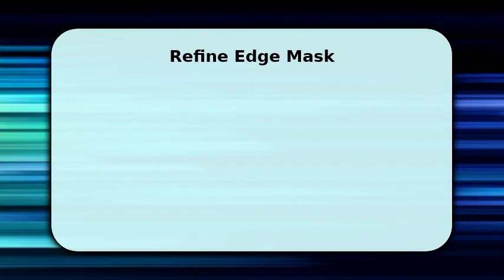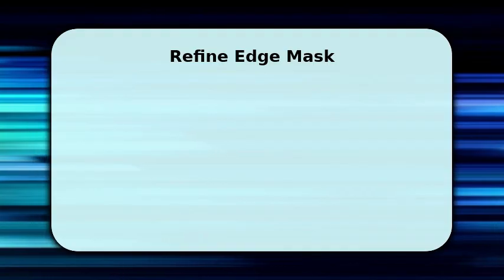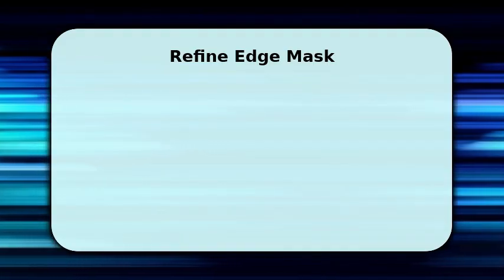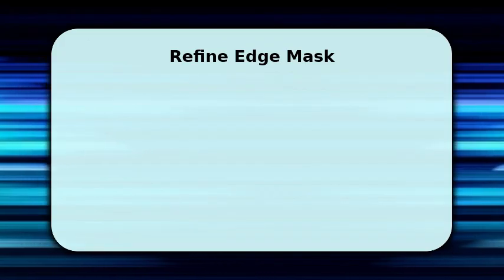Next, grab a soft round brush at low opacity and paint black to hide or white to reveal tiny edge details. If you need higher precision, click Select and Mask to fine-tune edge detection and output back to the current layer mask. That keeps your removal clean and reversible.